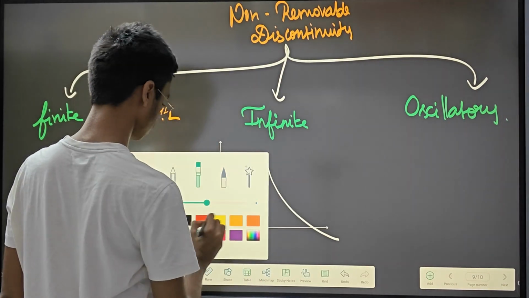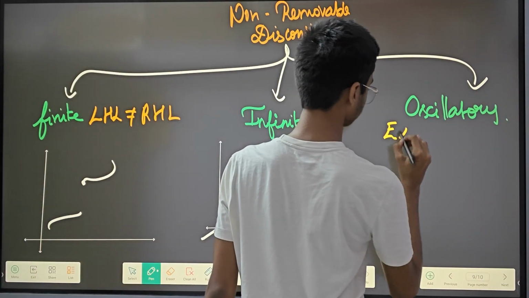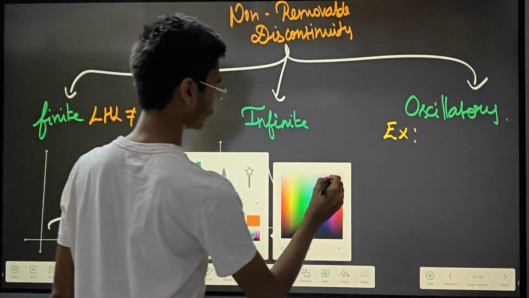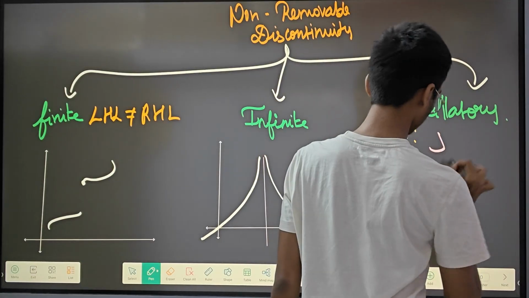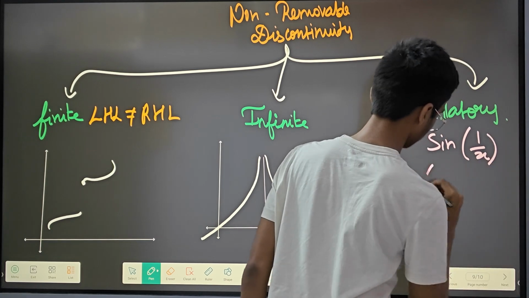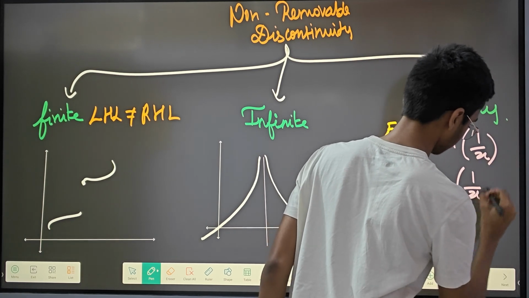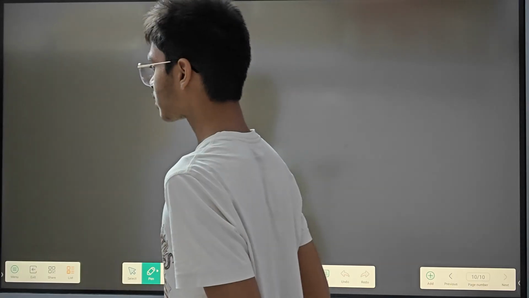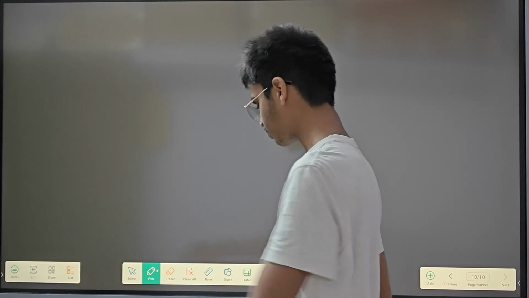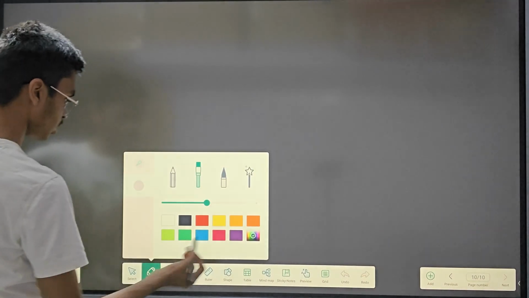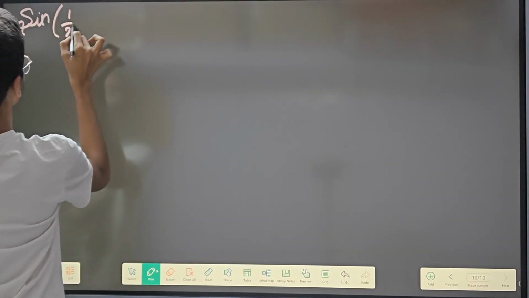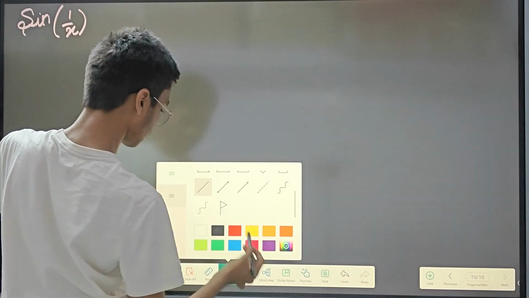Examples are sine of 1 by x and then cos of 1 by x. Okay, so for the case of sine of 1 by x, when we are talking about the graph, the graph is going to be like this.